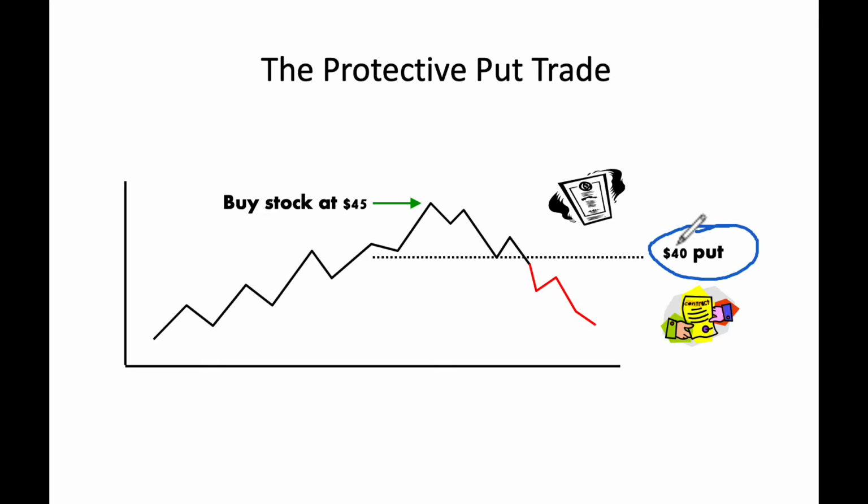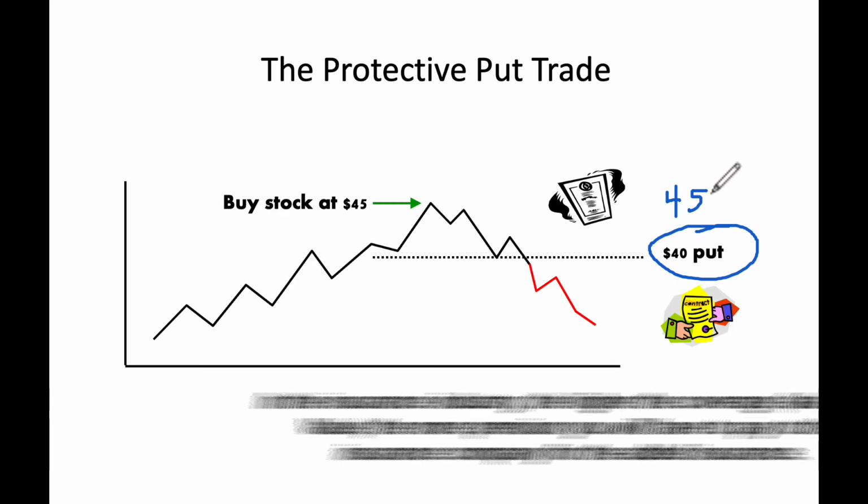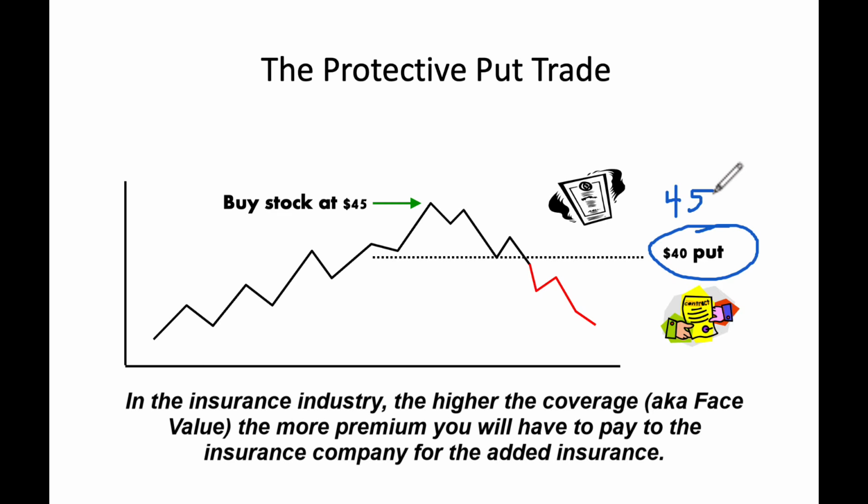Now, a put that is giving you face value of $40 is going to cost you a lot less than if you were to pay for the premium for coverage of $45. Understand that the more the face value, which in turn is known as the strike price, the more you pay. If you buy a $45 strike price, you're going to have to pay a little bit more premium than if you are buying an option that's giving you coverage at $40.